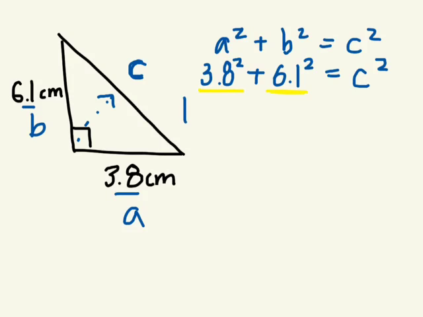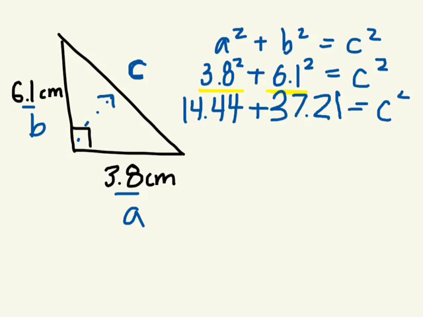So 3.8 squared is equal to 14.44, and what's 6.1 squared? So 6.1 squared is 37.21. If we add these together, it's equal to c squared. So let's simplify this. Let's add them together. 14.44 plus 37.21. What do we got? 51.65. Good. So 51.65 equals c squared. Well, we need to solve for c.